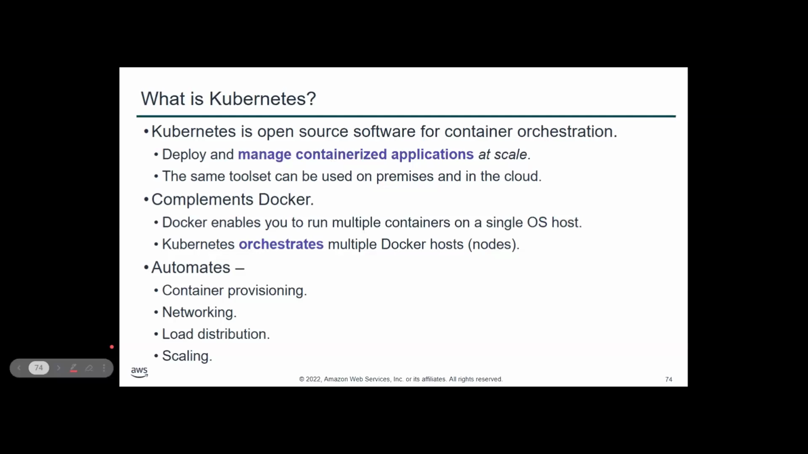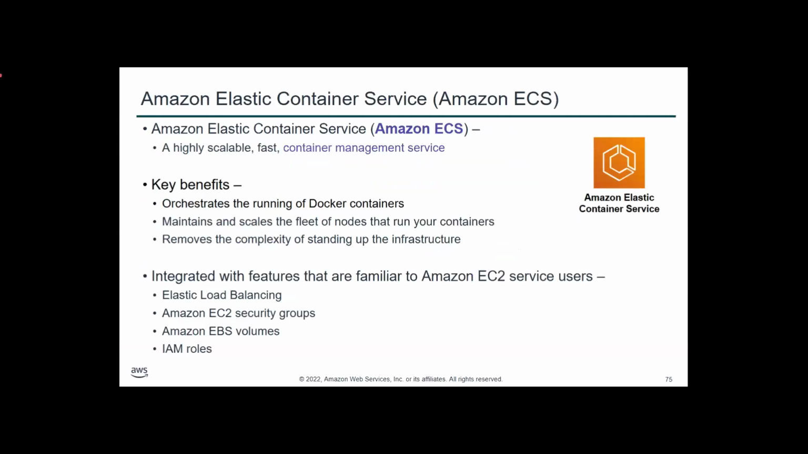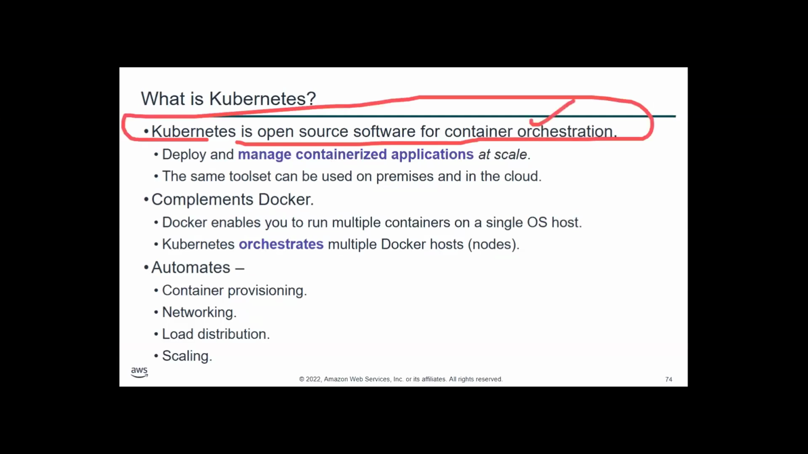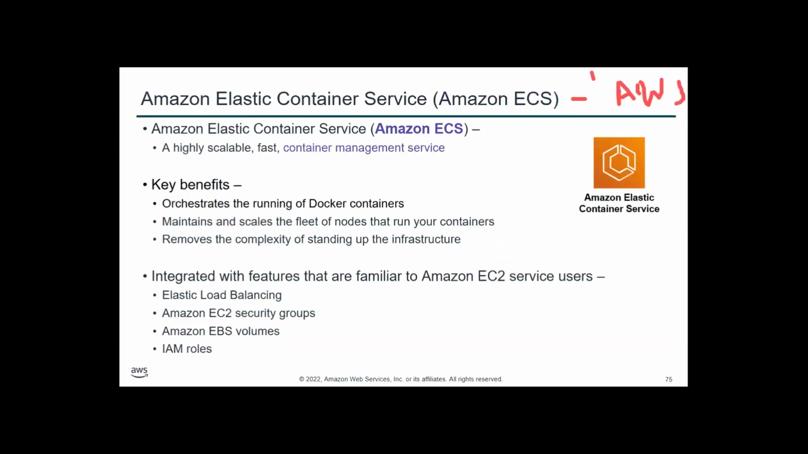Now the same thing is Elastic Container Service, which is in AWS. Kubernetes is what I told you, it is open source, a third-party software mainly used for container orchestration. Now the same thing ECS will do, but this is an AWS product.